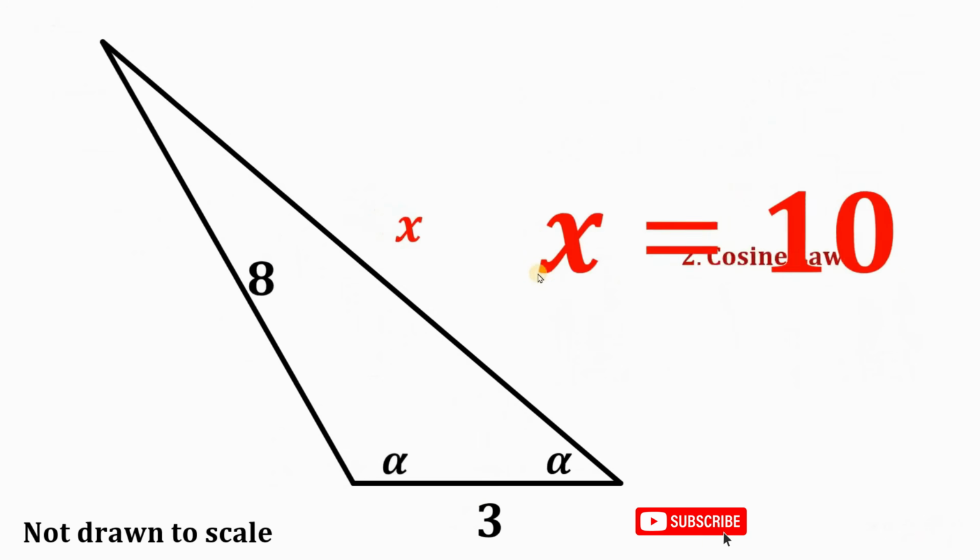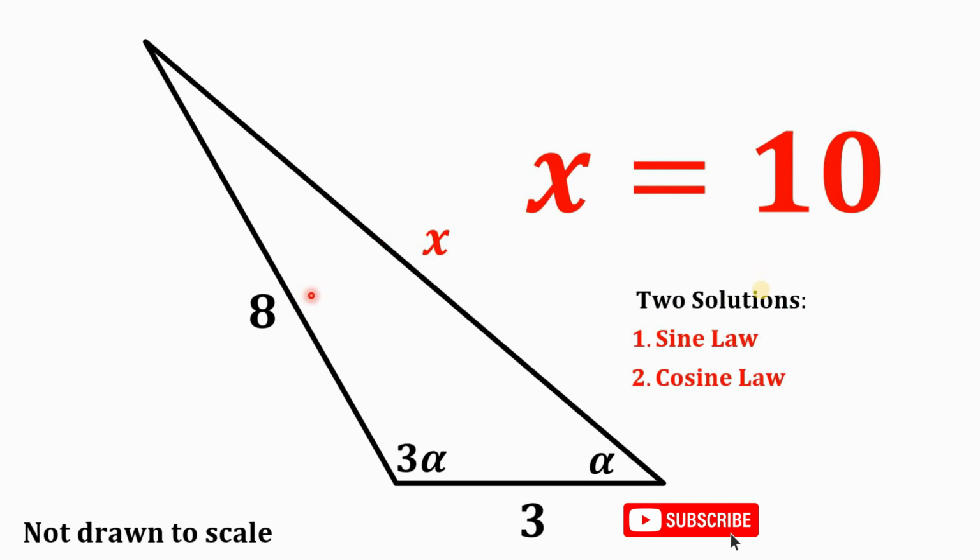Therefore, given this figure and using two different solutions, the sine law and cosine law, we get that the value of this variable x is simply equal to 10 units. And as always, we are done.